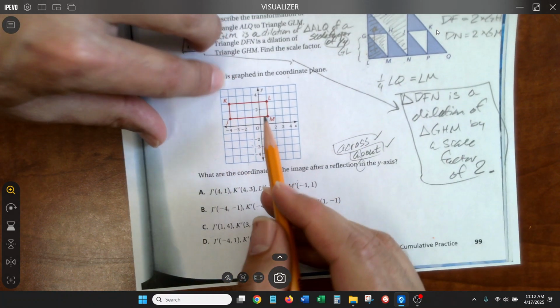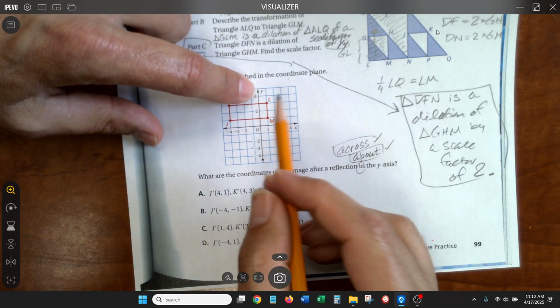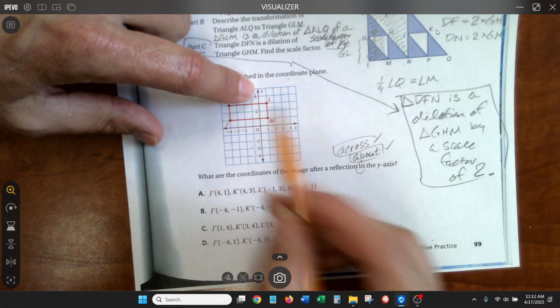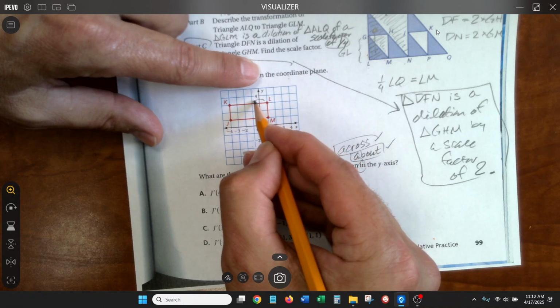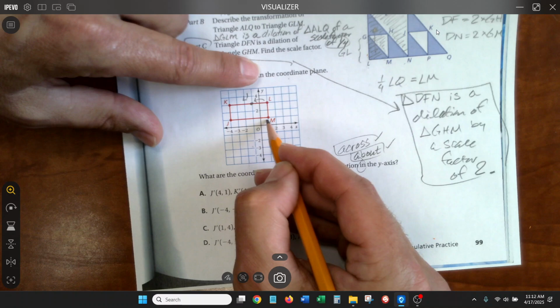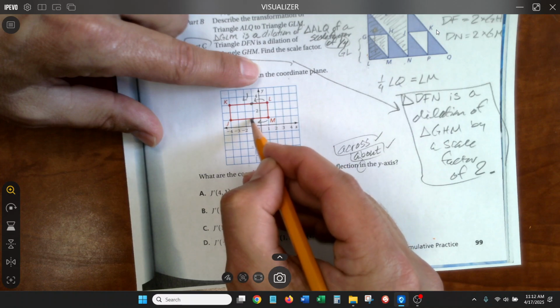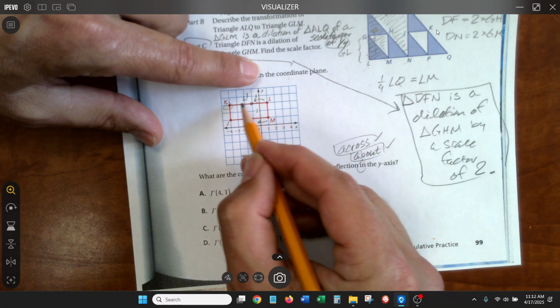Anyway, if we reflect this shape about the y-axis, then the y-axis is a mirror, and we reflect each point across that mirror. So L reflects across the mirror to this point here, to L prime. Point M reflects across the mirror over here to M prime. Point K reflects across the mirror.